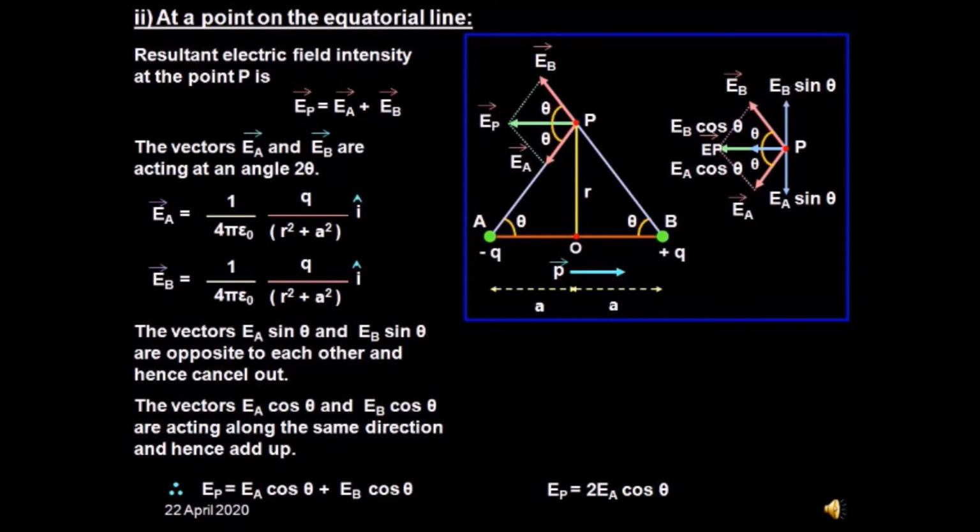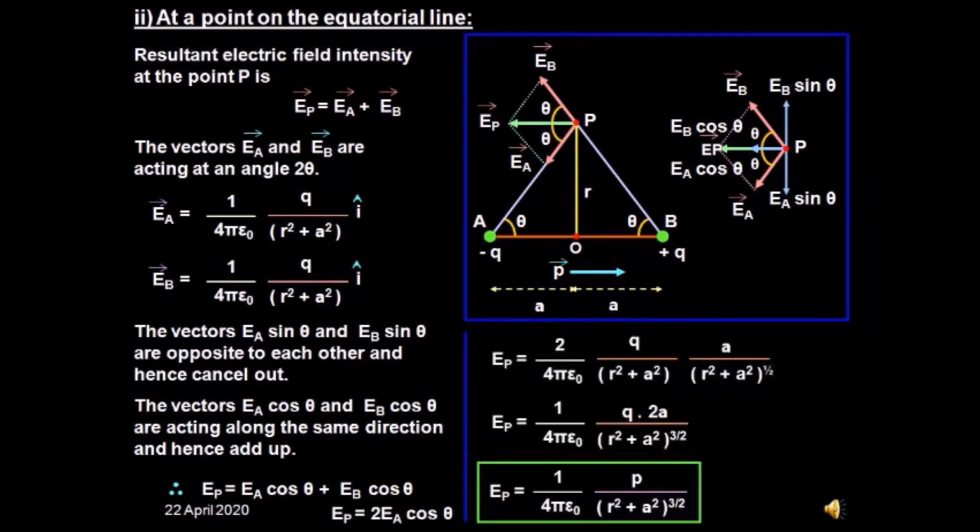So let us write the net electric field at point P as EA cos theta plus EB cos theta, the last equation on the left side. So EA cos theta plus EB cos theta is the net, and because EA and EB are equal, we can write EP as twice EA cos theta. Now we will further simplify it.